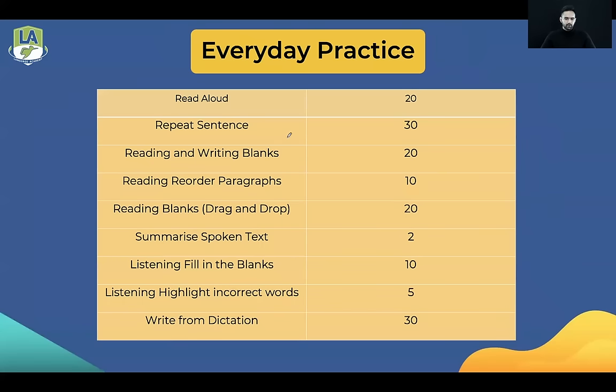What you need to practice every day: 20 read alouds, 30 repeat sentences, 20 reading writing blanks, 10 reorders, 20 reading blanks, 2 summarize spoken text, 10 listening blanks, 5 highlight incorrect words, and 30 write from dictation. If you follow this plan for around 2 weeks, 100% you're going to boost your score.